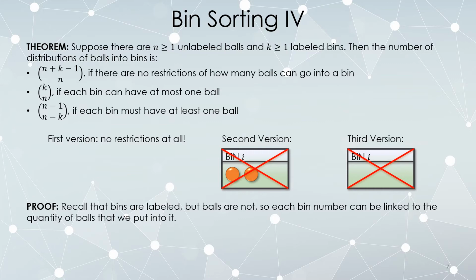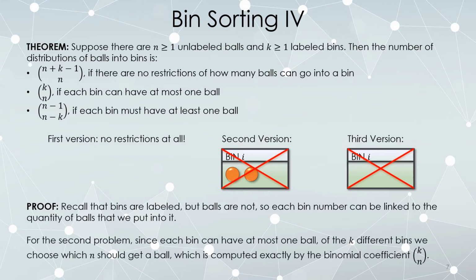Recall that the bins have labels, but the balls don't. Okay, so it doesn't actually matter which balls go into which bin. We're only keeping track of the total number of balls in each bin. So each bin number can be considered to be attached to how many balls it ends up with. Okay, if bin 1 has 3 balls in it, I don't really care which balls they were, just that there were 3 of them.